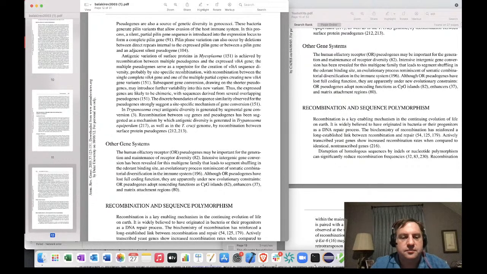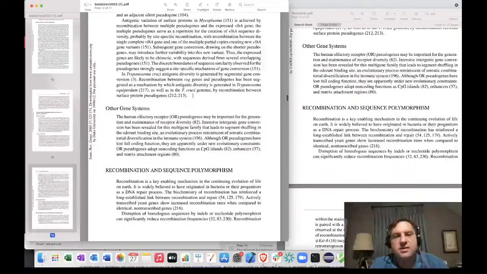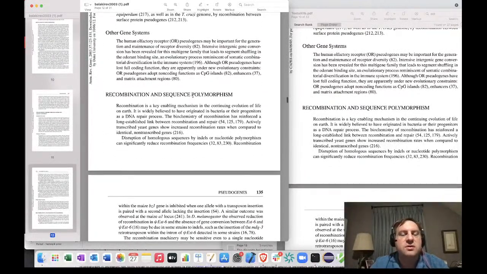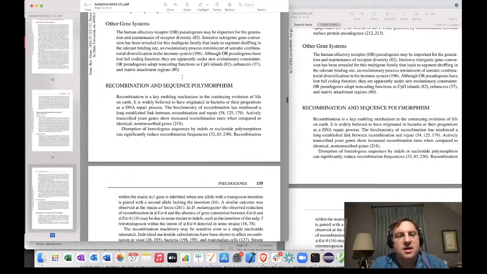And so this next one has nothing to do with evolution, but it's also interesting. The human olfactory receptor pseudogenes may be important for the generation and maintenance of receptor diversity. All right. So intensive intergenic gene conversion has been revealed for this multi-gene family that leads to segment shuffling in the odor binding site. All right, so the ability to have different smells.